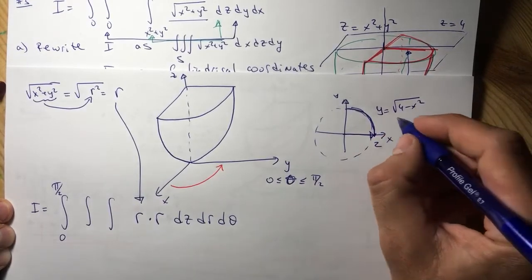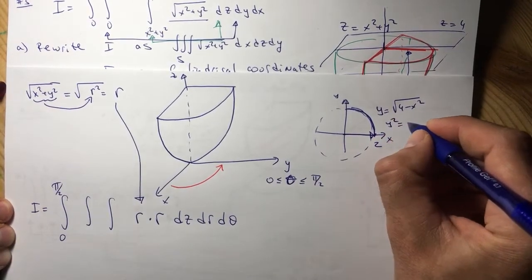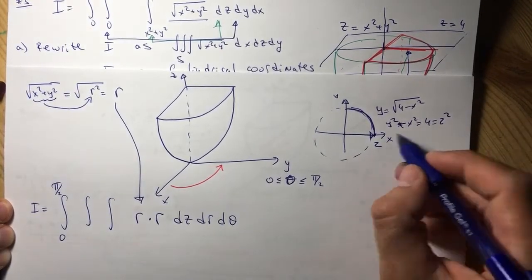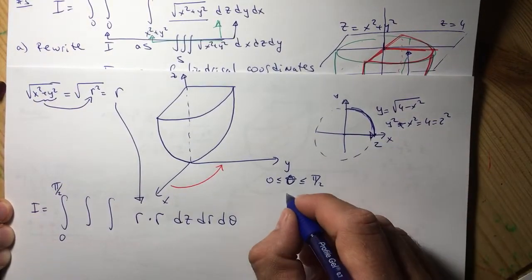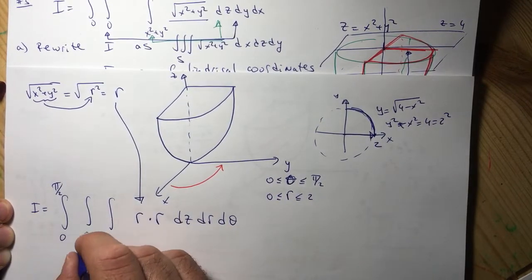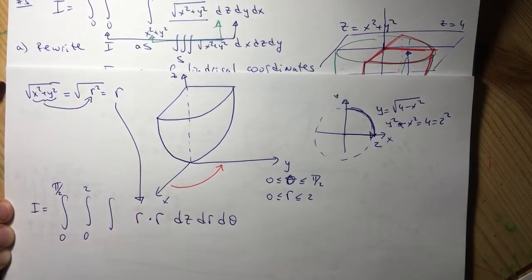You do the same trick like in the previous problem. y squared plus x squared is equal to 4, or that's 2 squared, and there you go, you have the radius is equal to 2. So r is between 0 and 2. And finally z.